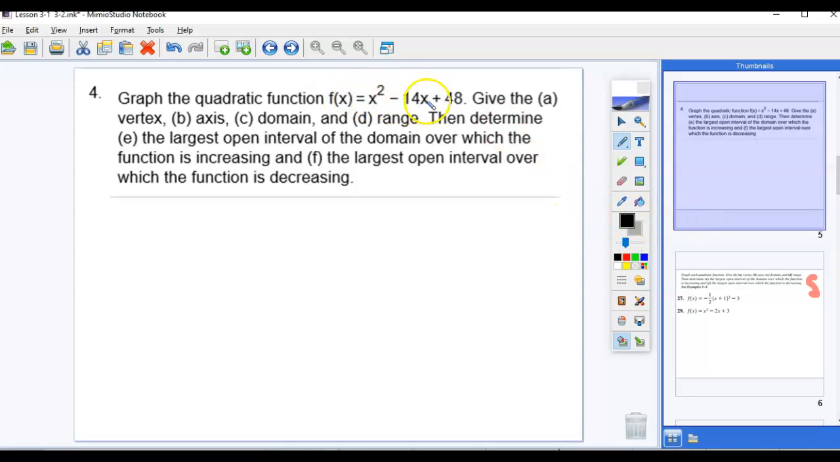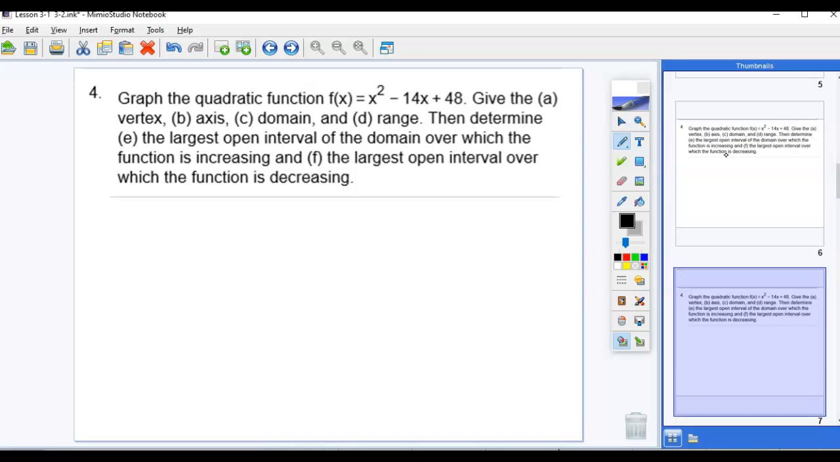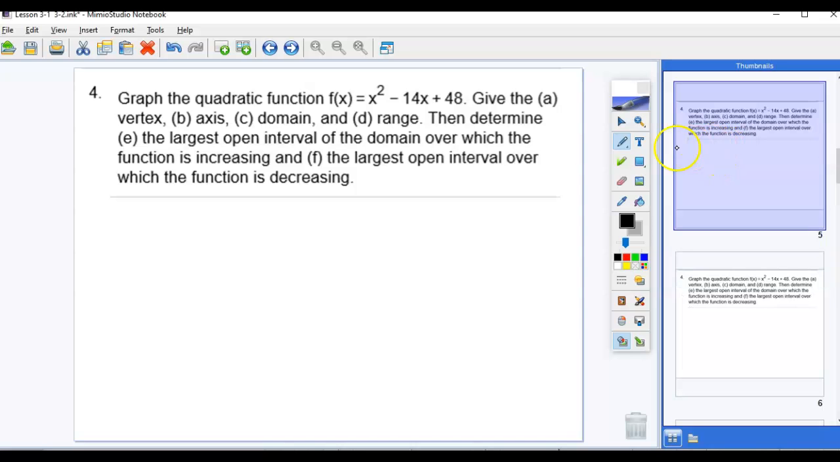Let's say we have a polynomial function like this, and we have to find the following: vertex, axis of symmetry, domain, range, and so on. Okay folks, let me copy this. I'm going to need this a lot. Okay, here we go. First of all, how to find the vertex.